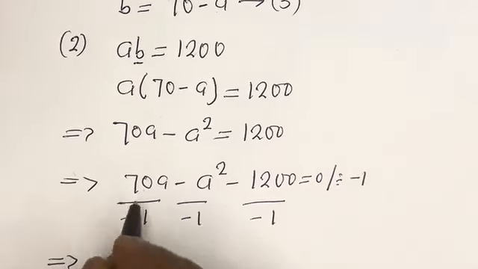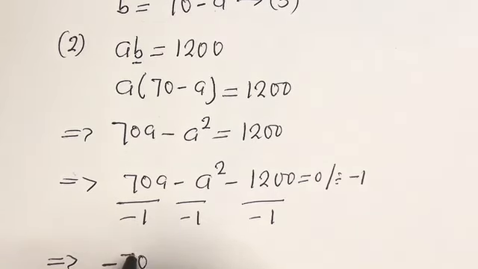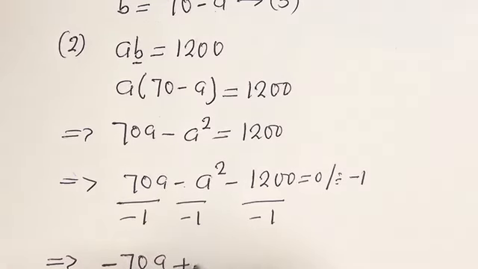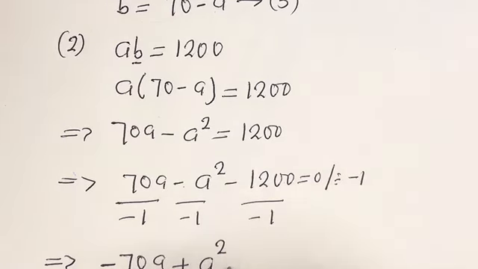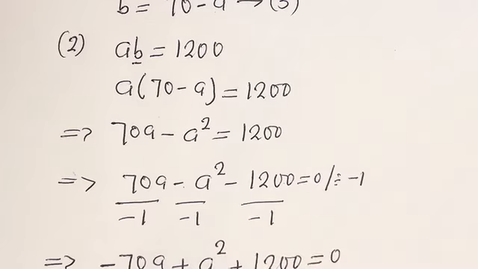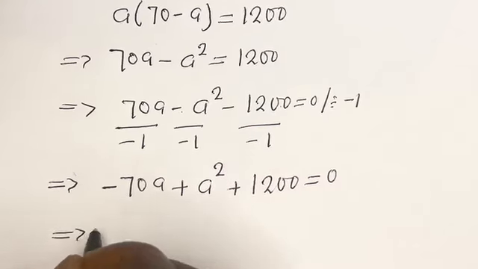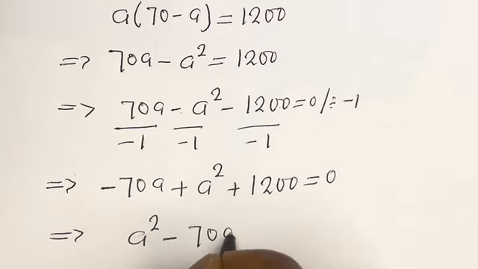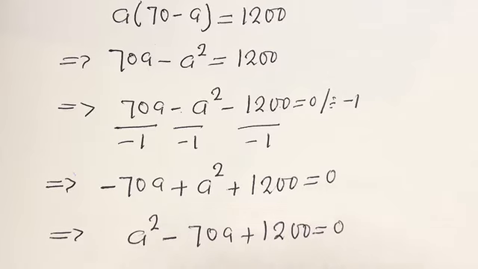Then this is 70A divided by minus 1. We have minus 70A, minus A square divided by minus 1. This is plus A square, minus 1,200 divided by minus 1. This is plus 1,200 is equal to 0. Let us put everything in standard form. Then this is A square minus 70A plus 1,200 is equal to 0.